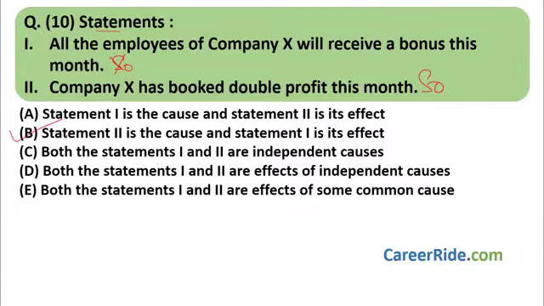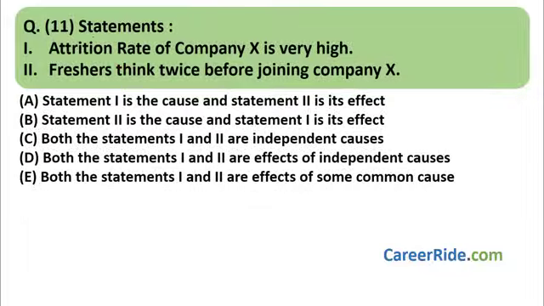Moving on to question number 11. Statements: attrition rate of company X is very high, so freshers think twice before joining company X. Okay, this makes sense. Let's try the other way around. Freshers think twice before joining company X, so attrition rate is very high. This does not make sense.